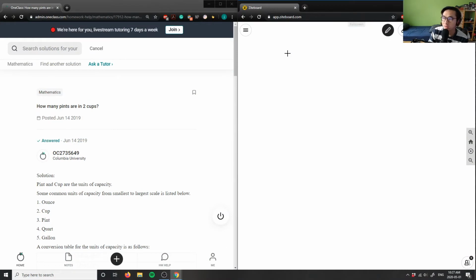It says how many pints are in 2 cups. I believe I only have 2 more questions actually for the set, just because I picked a repeat. So I might have to pick some more questions for us later on.